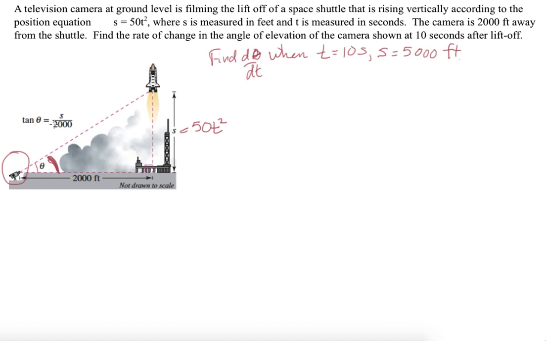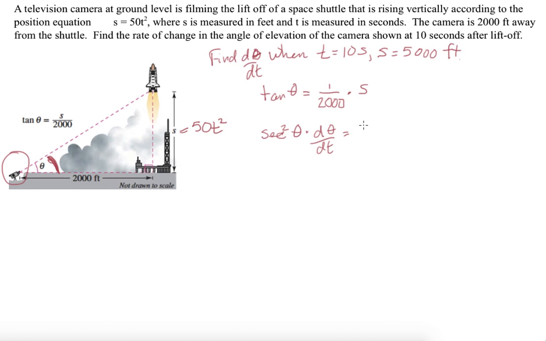If you look here, we can relate it using tan. So tan theta is equal to 1 over 2,000 times s. Tangent is my opposite, s, over my adjacent, 2,000. To get d theta dt, we have to take the derivative of both sides with respect to time. The derivative of tangent gives us secant squared theta, and then the derivative of theta is d theta dt.